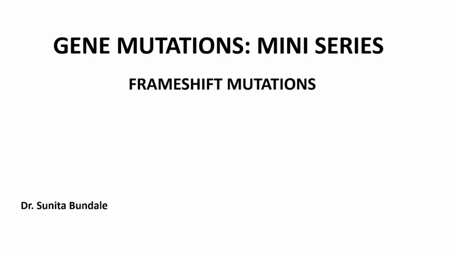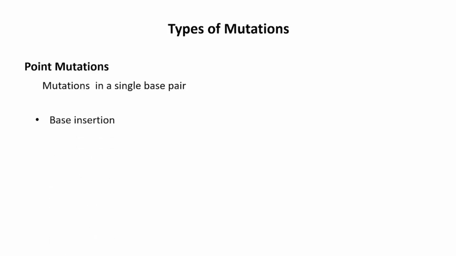In the first episode of this mini series, we discussed substitution mutations where one nucleotide is substituted in the place of another, leading to various types of mutations like missense, nonsense and silent mutations. Because the mutations involved only one single base, it is also called a point mutation. But point mutations need not always be substitution mutations. They can also be caused due to base addition or insertion and deletion of a single base.